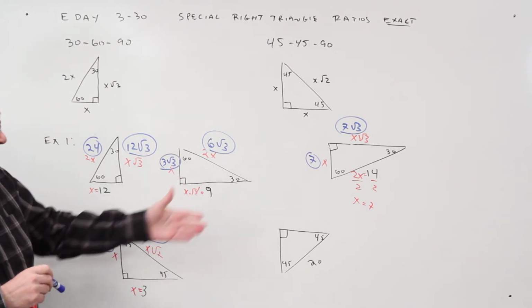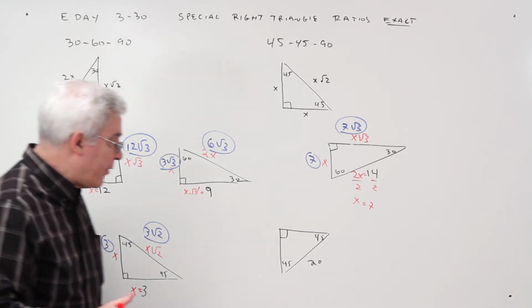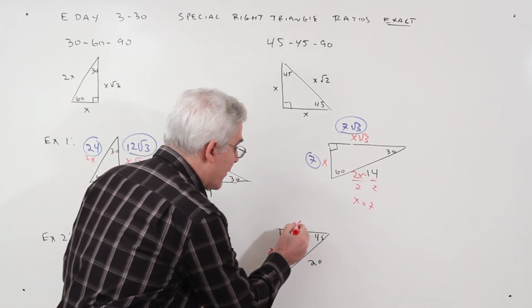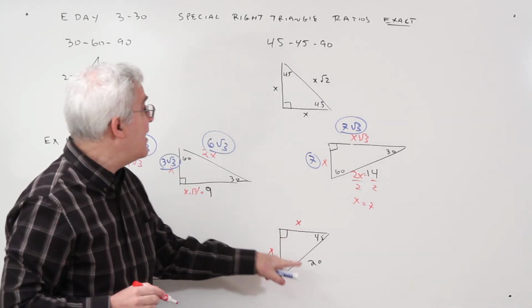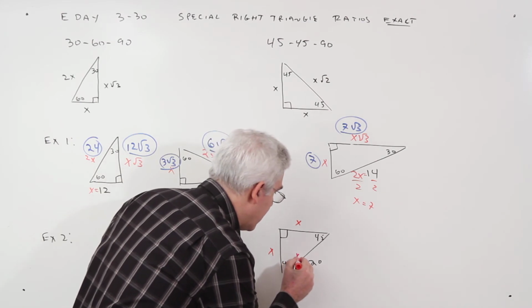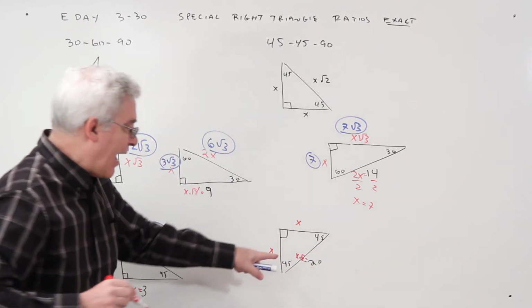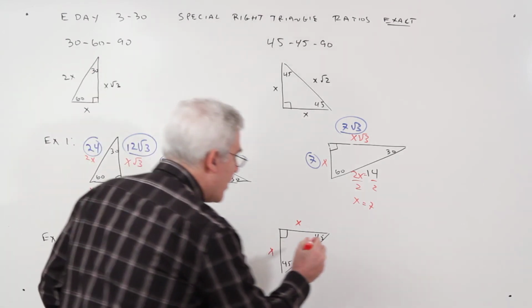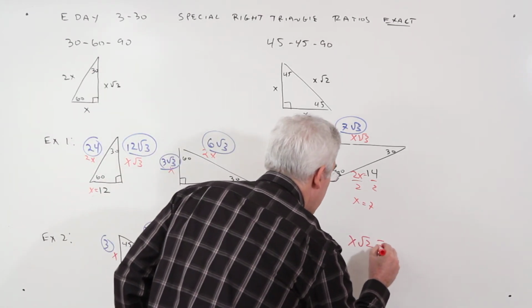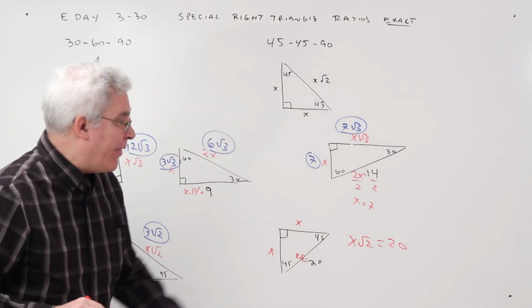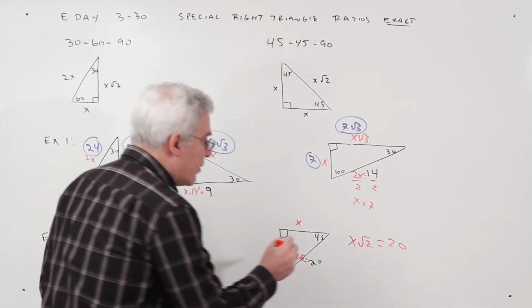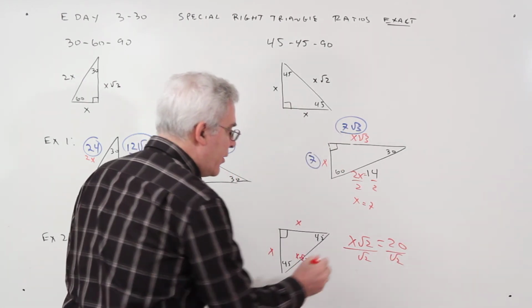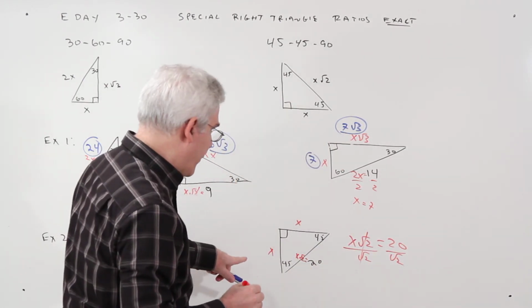Okay, over here. Let's start by writing the ratios. Opposite of the 45 is x, opposite of the 45 is x, opposite of the 90 is x rad 2. Got my equation, x rad 2 equals 20. I'll write it bigger so you can see. I'm going to solve that by dividing each side by radical 2. Divide by rad 2, divide by rad 2.